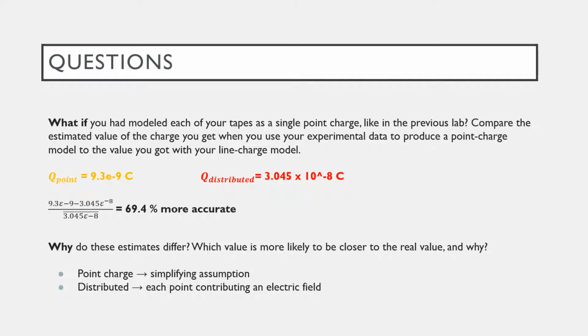These estimates differ because Lab 1 assumes that the entire tape is a single point charge, and Lab 2 assumes that it's an evenly distributed line of charge. The value of Lab 2 is much closer to the real charge value because it breaks up the tape into many individual pieces and calculates the electric field of each piece. Then it adds them through superposition, so the value would be closer to the real value.